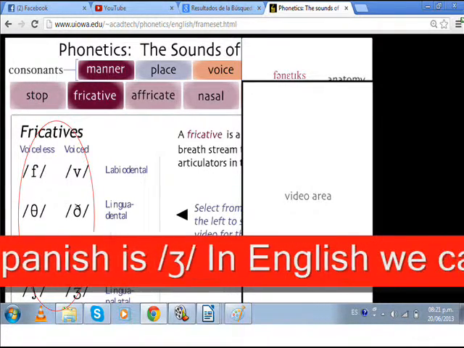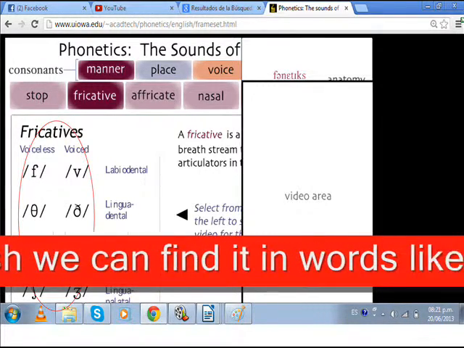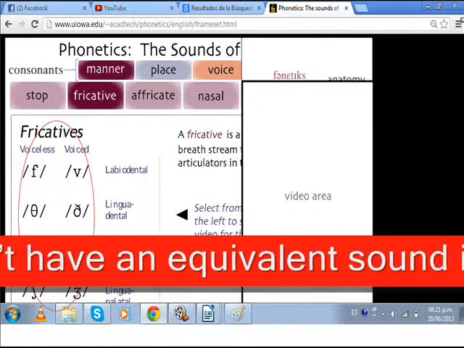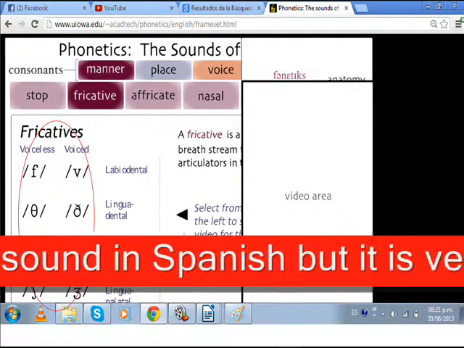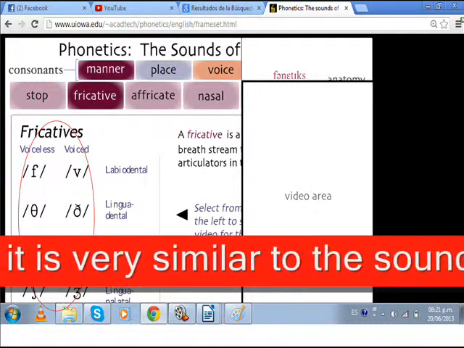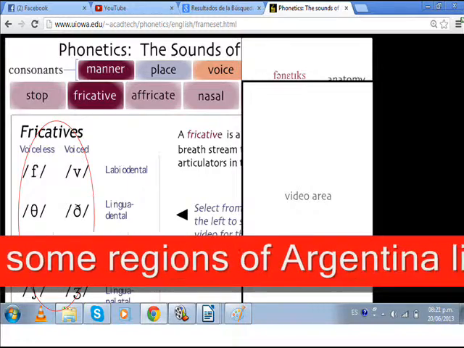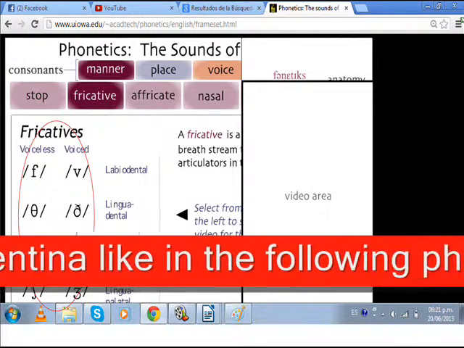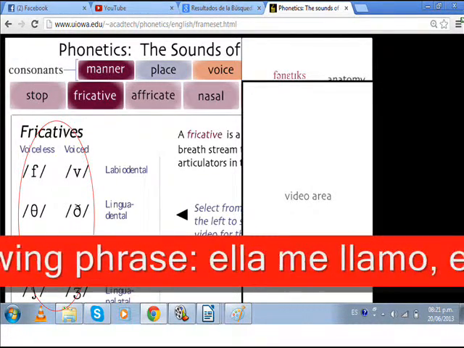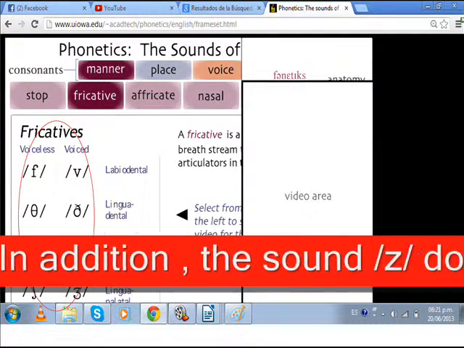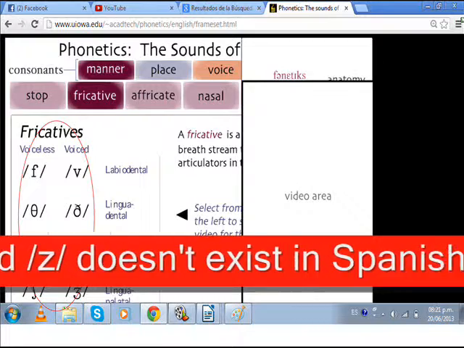Another consonant sound that doesn't exist in Spanish is the j sound. In English, we can find it in words like jeep. It doesn't have an equivalent sound in Spanish, but it's similar to the sound produced in some regions of Argentina, like in the following phrase: Ella me llamó, está lloviendo. In addition, the sound z doesn't exist in Spanish. It is just an allophone of the s sound.